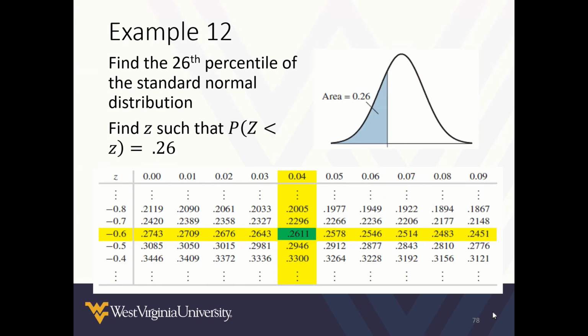In this case, we want to find the 26th percentile of the standard normal distribution. So that would be the probability of Z being less than z, that is equal to 0.26. Within the table itself, we're going to get as close to 0.2600 as possible. In this case, the closest we'd be able to get is 0.2611, and therefore our Z value would be negative 0.64.